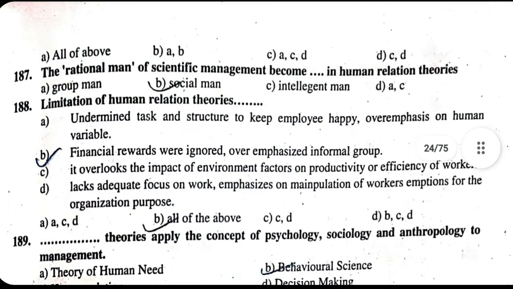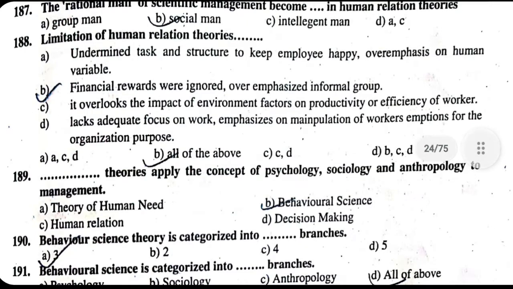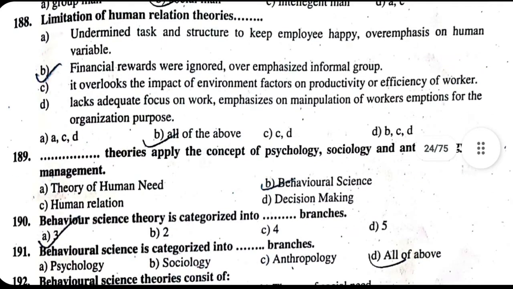Question 189. Which theory applies the concepts of psychology, sociology, and anthropology to management? The correct answer is behavioral science. Question 190. Behavioral science theory is categorized into how many branches? Three branches. Question 191. Behavioral science is categorized into which branches? A. Psychology. B. Sociology. C. Anthropology. D. All of the above. The correct answer is all of the above. Behavioral science theory is categorized into psychology, sociology, and anthropology branches.